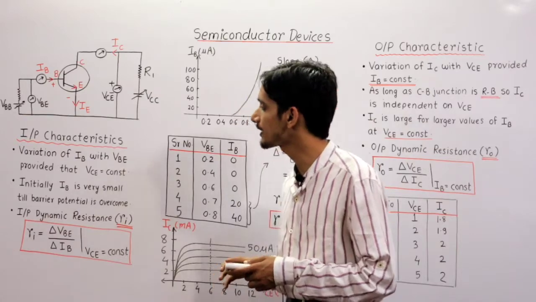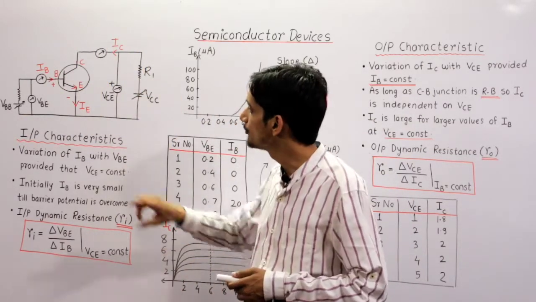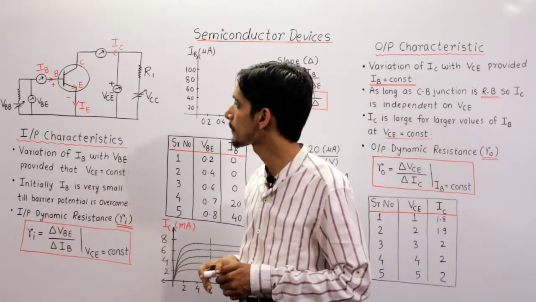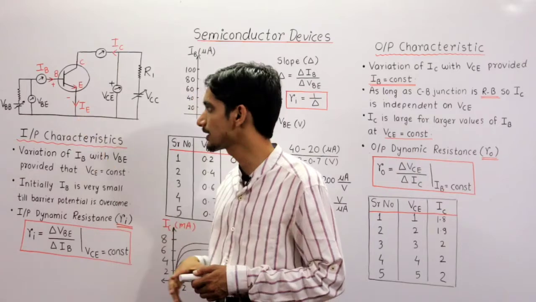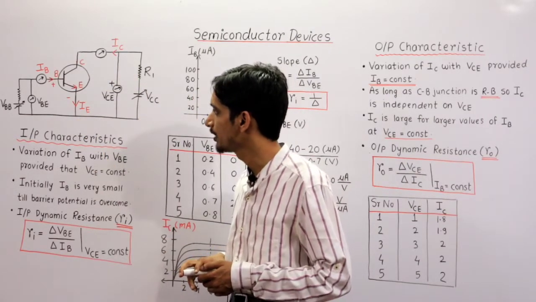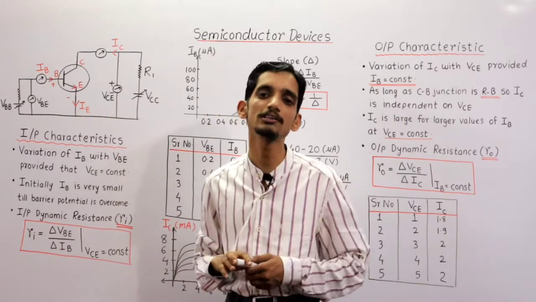Before discussing the characteristics, let us consider the circuit diagram in which this BJT is an NPN type BJT. Input current is the base current, the collector current is the output current, and the emitter terminal emits the emitter current.